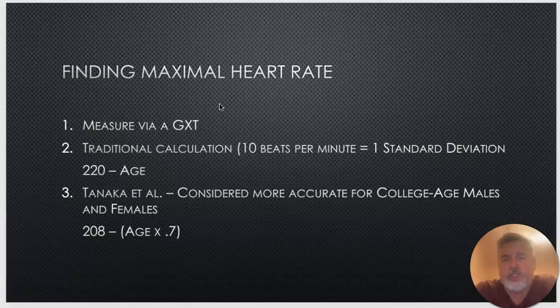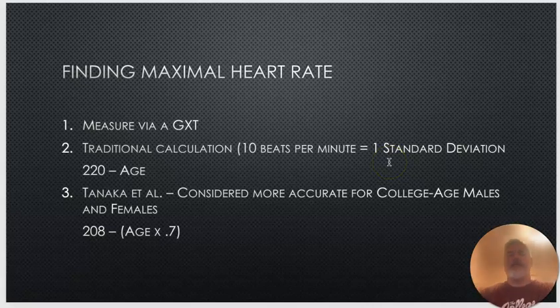There's also the traditional way, which is 220 minus your age. For most of you, your max heart rate would be 200 based on that calculation. Understand that the traditional calculation, 220 minus your age, has one standard deviation equal to 10 beats. So it's plus or minus 10 beats. So it'd be 200 plus or minus 10 beats for one standard deviation.